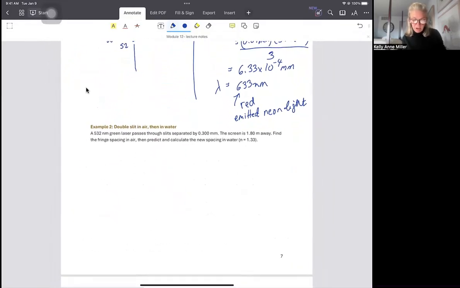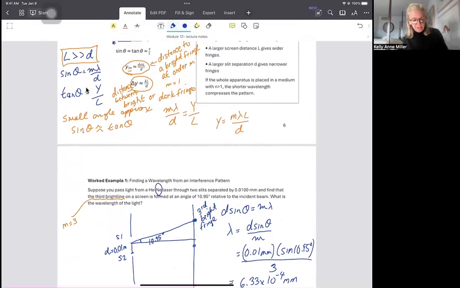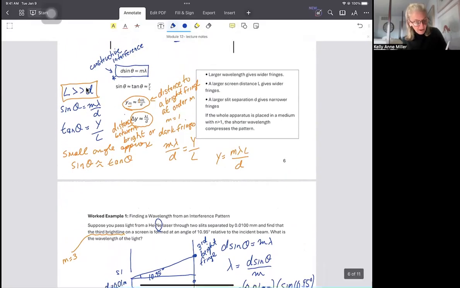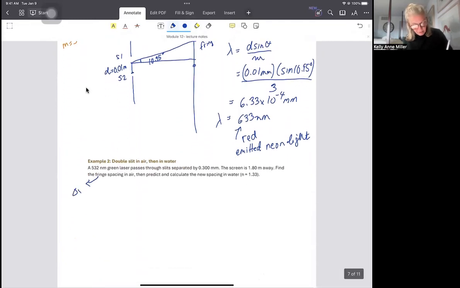So let's look at a second one. In the second one, we've got a 532 nanometer green laser passing through slits with a 0.3 millimeter separation between the two slits. The screen is 1.8 meters away. Find the fringe spacing in air. When you see fringe spacing, it's code for delta Y. Fringe spacing is delta Y.